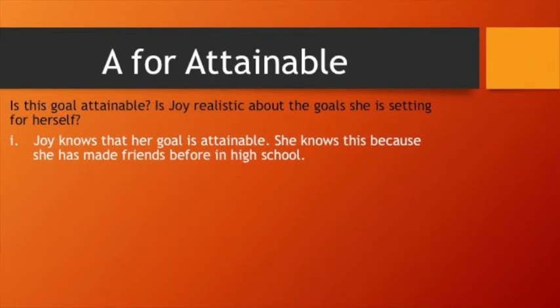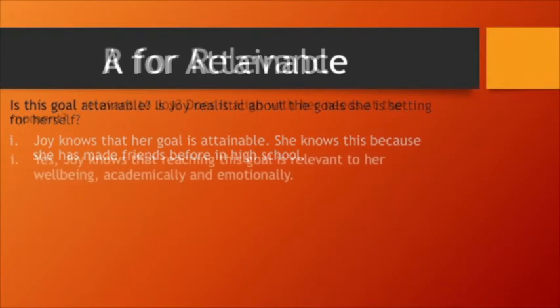A for attainable. Is the goal attainable? Does Joy think this goal is attainable to her? Is Joy being realistic about the goal she's setting for herself? Is she being realistic about her expectations? Is she stretching herself enough to grow from this experience, whilst making sure that she's not setting herself up for failure? Possible answers are on the screen.